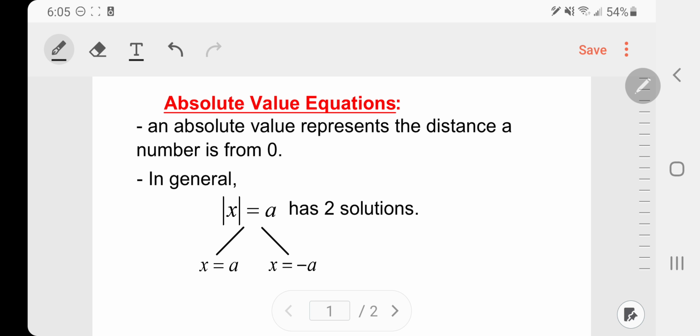In general, the absolute value of x is equal to a has two possible solutions. We have both the positive and the negative solution. So when we're solving these, we're going to isolate the absolute value and then split it into our two solutions.